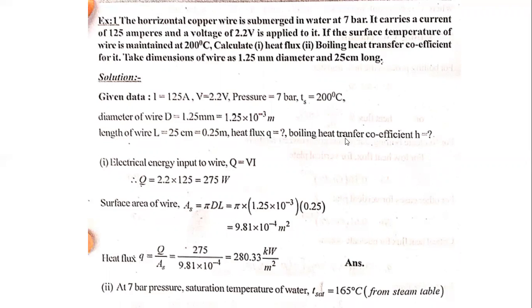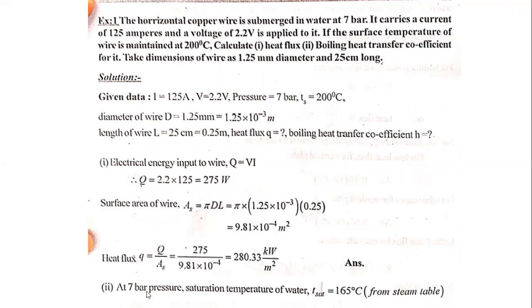So what we have to find? First of all, heat flux, then the boiling heat transfer coefficient h. So we all know that power is equal to V into I. So first we multiply V into I, and we get 275 watt. The surface area of the wire is pi D L, so we get 9.8 into 10 to the power minus 4 meter square. According to the formula, heat flux is equal to rate of heat transfer per unit area, that gives 280.33 kilowatt per meter square. This is our heat flux.